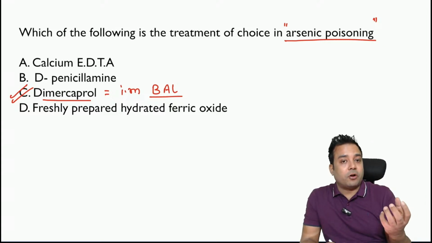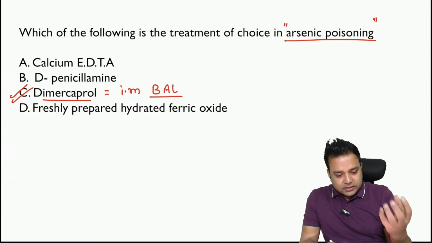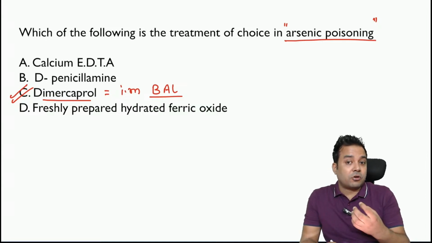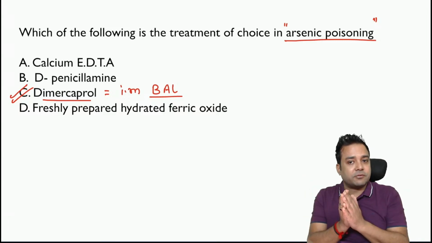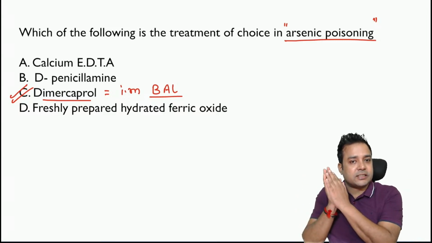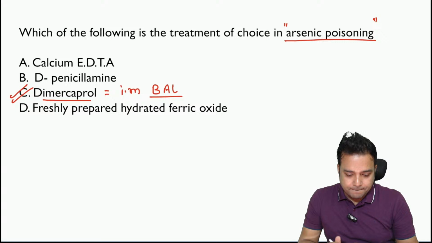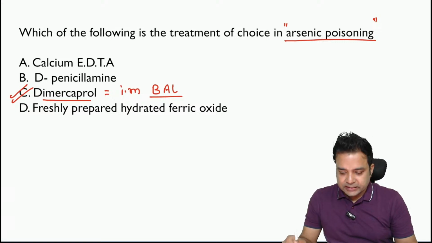BAL or dimercaprol is the same name. This chelator consists of lots of unsaturated sulfhydryl groups. More and more of arsenic combines with BAL and gets excreted from the body as a chelate complex. Okay? C is the correct answer.